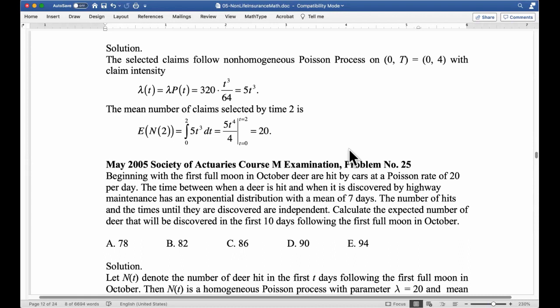At 0, it's 0. At 2, 5 times 2 to the fourth is 5 times 16, divided by 4 makes it, well, I'm trying to do it in my head, but it's not obvious.